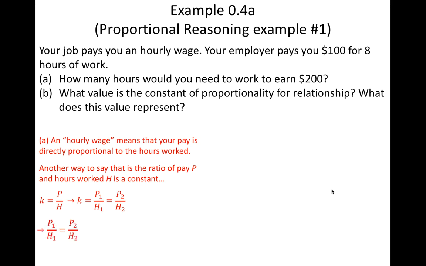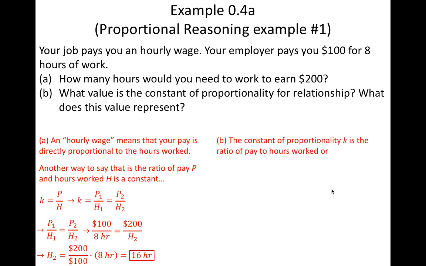Next, we can insert the three known values into our scaling equation, P1, P2, and H1. Next, we can rearrange the equation to solve for the unknown value H2, and then we arrive at our expected value of 16 hours. Part B asks us to calculate the value for the constant of proportionality for this relationship and to identify its meaning.